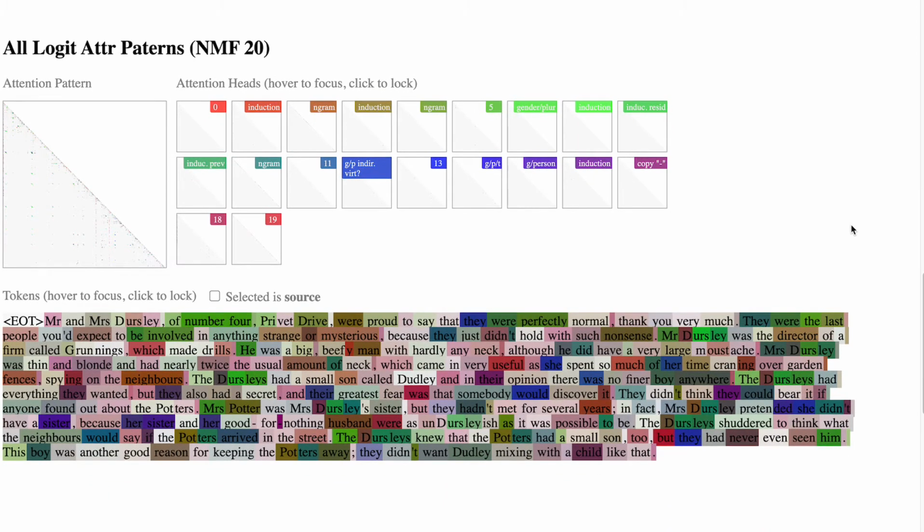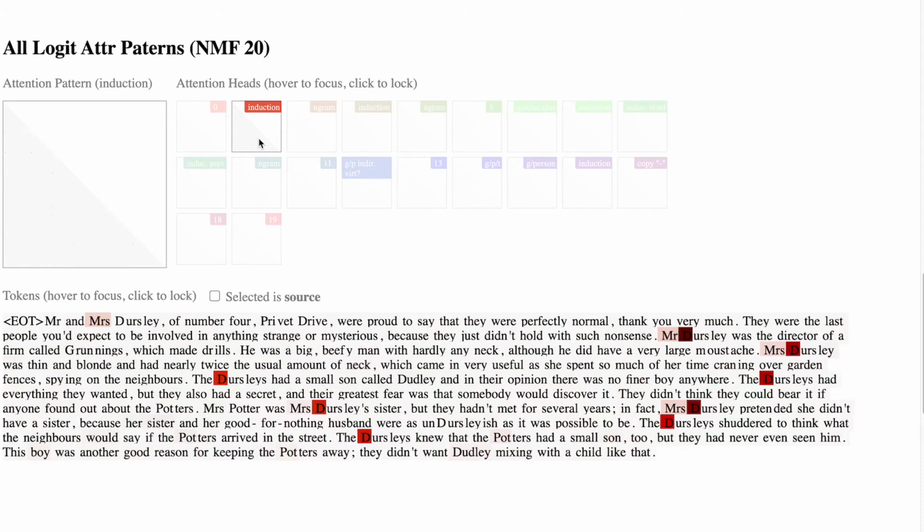One of the most common things is going to be induction. So, for instance, here we're predicting D. Remember that because we're now on an attribution pattern, it's no longer the token that's attending back. It's the token that's having its logit affected. So this is saying that by attending back to all these Ds, we increase the probability of this D here. And so it's actually this Mrs. token attended back to Mrs. and then the D over here, and then increased the probability of this D.